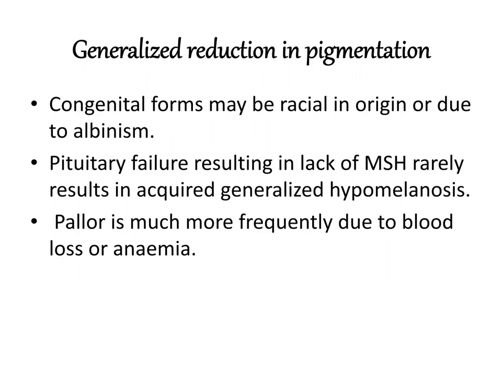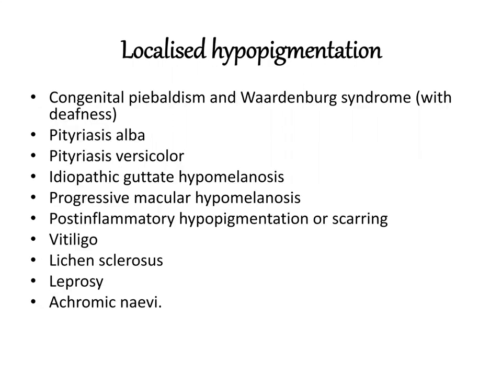Now, our skin color is contributed to mainly by melanin, but the fat and the blood underneath also contribute. So somebody who has lost blood quickly will be pale in color. Localized hypopigmentation, so there are so many causes for this as well. So, congenital piebaldism, where there is a defect in melanin production and melanin transfer.